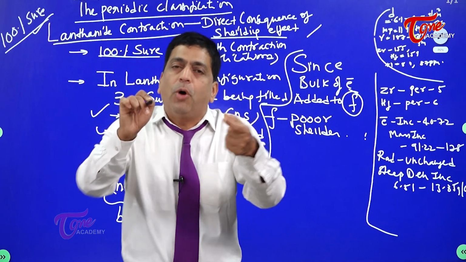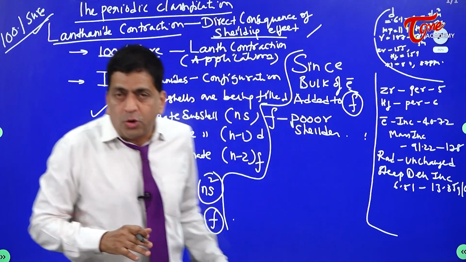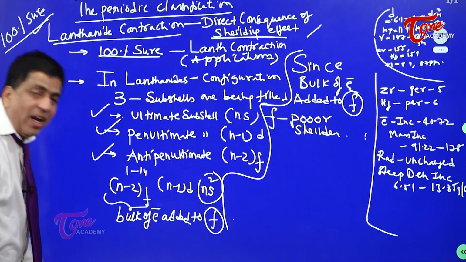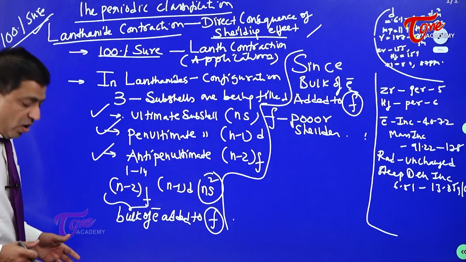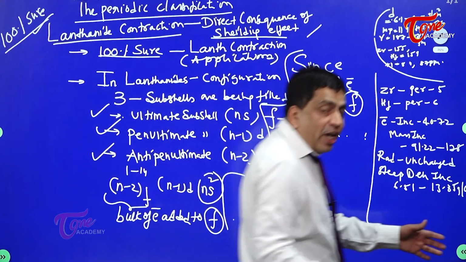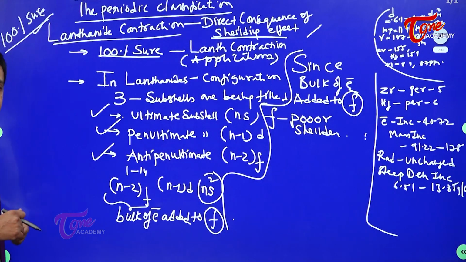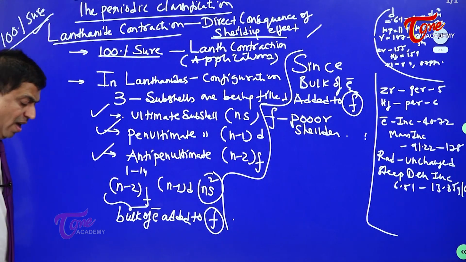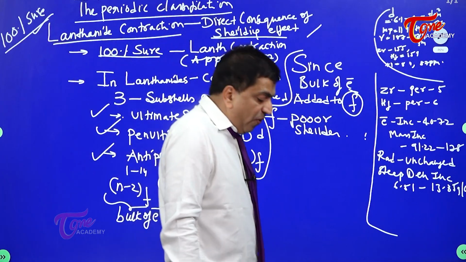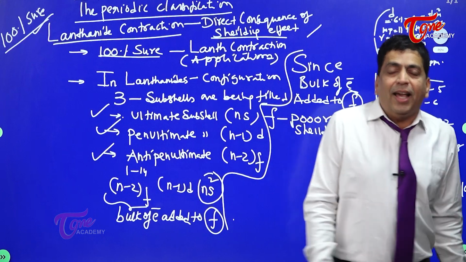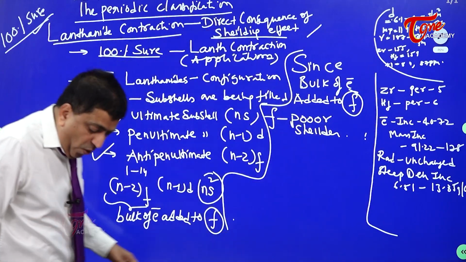That means F has what? Pores. So what I'm doing, I'm demonstrating it to you. Let's walk in the lanthanides. Lanthanides are from what? Cerium, and they go to lutetium. So what we are doing, start from cerium, F1, F2, F3, F4, and finally F14. The bulk of the electrons are added to F.